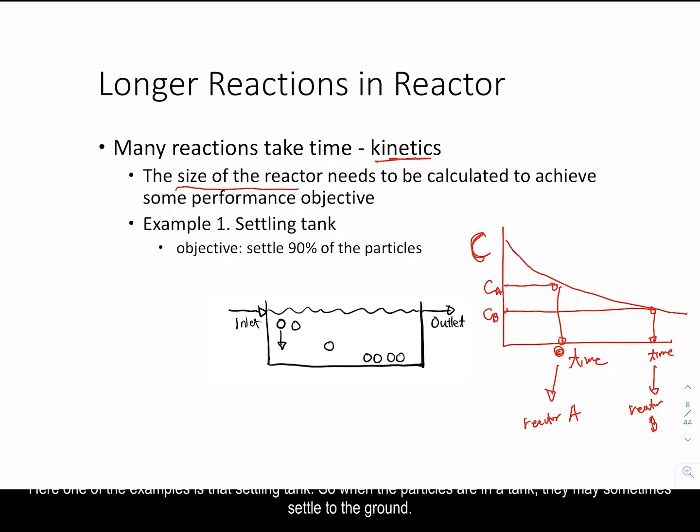Okay. And here, one of the examples is something like a settling tank. When the particles are in a tank, they may sometimes settle to the ground. If you want to remove the particles by letting them settle at the bottom, that's one of the examples of a reactor that takes longer reactions.